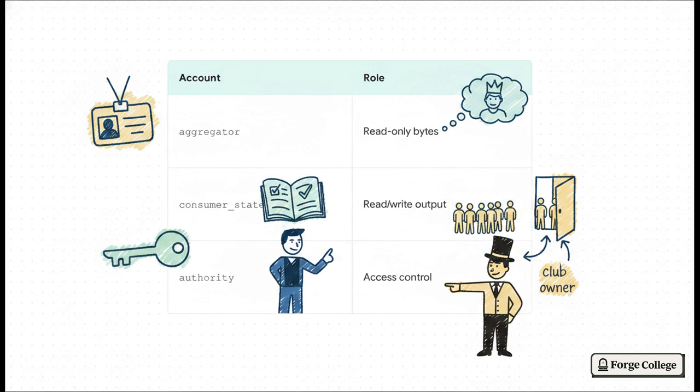Next, we've got the consumer state. This is a program-owned account that stores our decision output, and it's read and write capable. You could think of this as the club's entry log or guest list, where the bouncer literally checks off that you've entered. Finally, the authority account. This is the signer initiating the instruction, providing access control. Essentially, this is the club owner giving the bouncer the green light to actually start the shift.